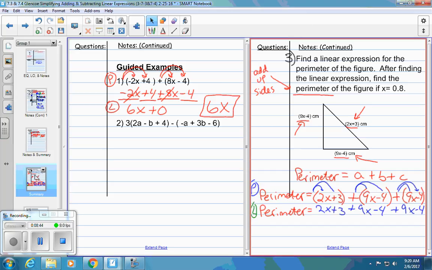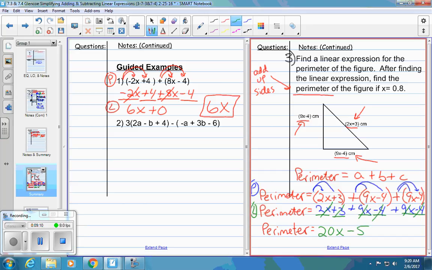So our perimeter expression is still going to have an x in it. So don't worry if that still has an x in it. We have like terms, 2x, 9x, and 9x. And 2x plus 9x plus 9x gets us 20x. And now I'm going to combine my constants. 3 plus negative 4 is negative 1. And negative 1 plus negative 4 is negative 5. So our expression for the perimeter of this triangle is 20x minus 5.